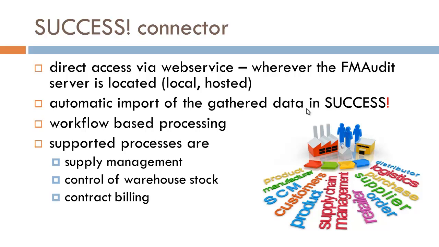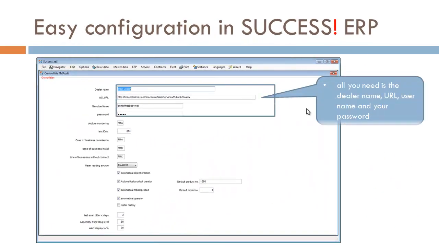Okay, for contract billing, we are getting the meter readings out of FMAudit, and with this we can start our contract billing. And if you can imagine how much time you spend today keying in the meters for contract billing, it can be a lot of work. So all this is handled and automatically included into the billing system. Easy configuration.